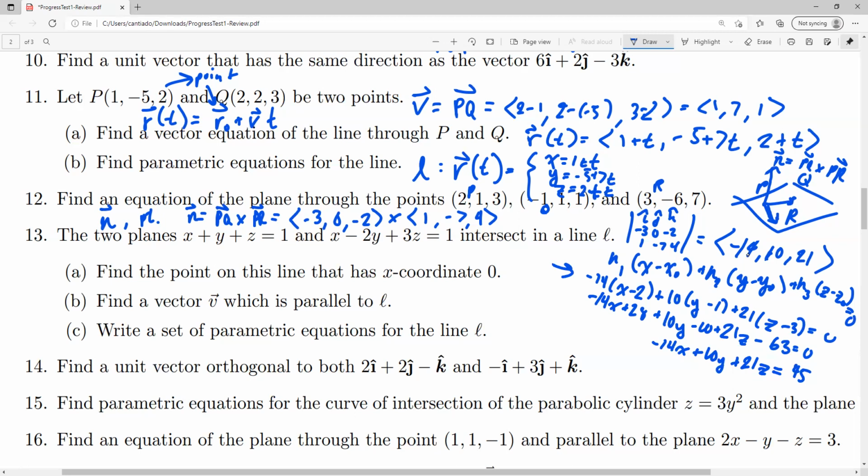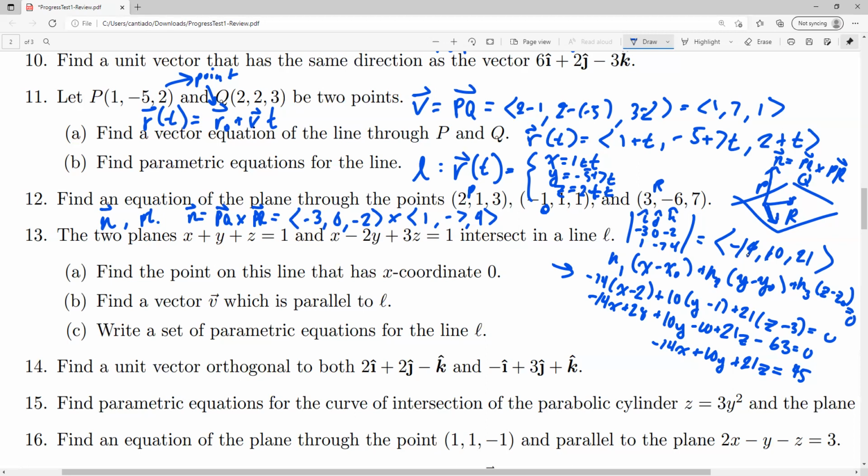Anyways, let's look at question 13 now. Two planes, we've got x plus y plus z equals 1. And they intersect on a line L. Find the point on this line that has the x coordinate 0.